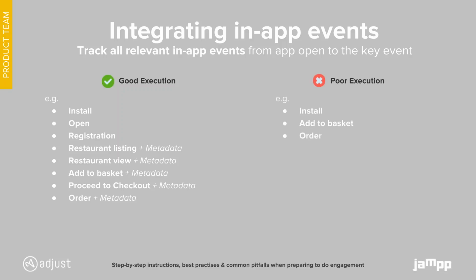For comparison, here is a poorly executed example. So notice how the open event is missing, so we can't measure retention. Restaurant view is missing, so we can't identify active users. And finally, metadata is missing, so we can't enable dynamic product ads, which are a way to build creatives on the fly based on a user's previous inactivity. And again, we're going to have a slide on that later.